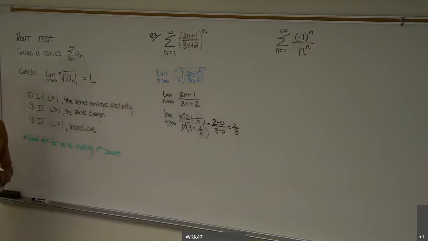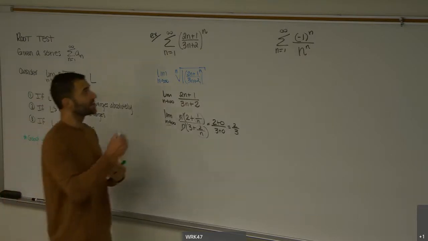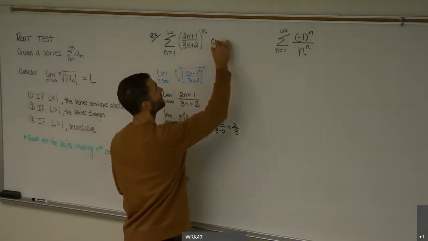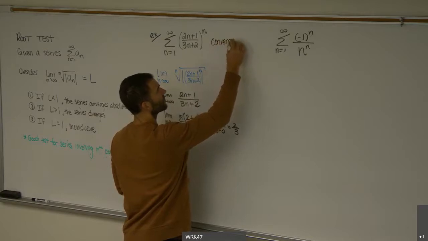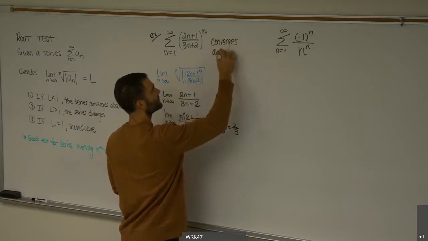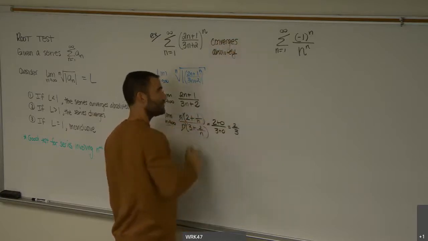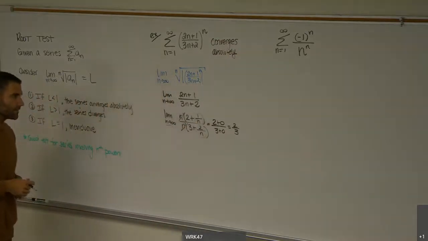Now again, 2/3 is not my answer. 2/3 tells me my answer. I look at 2/3 and I say, oh, I got an answer. My answer is less than 1. And so that tells me that this series converges absolutely. If we got a number bigger than 1, we would say diverge. If we got equals 1, we'd have to try something else.